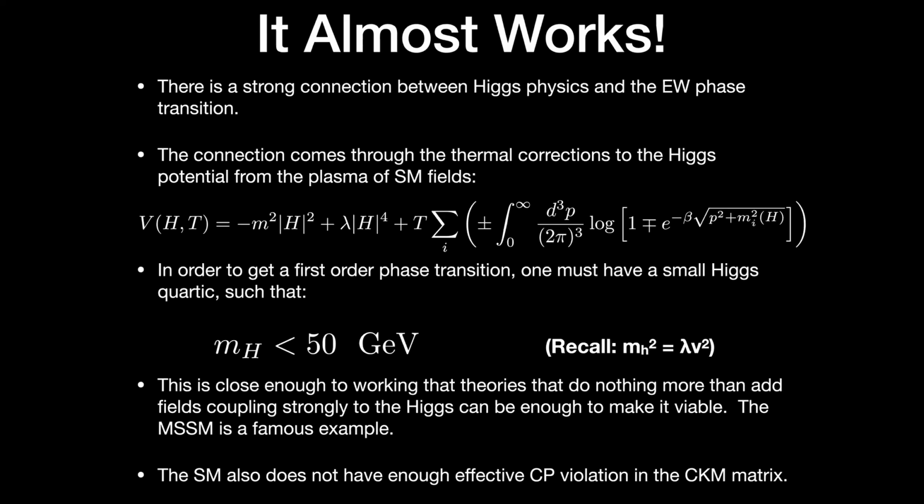The standard model also doesn't have enough effective CP violation in the CKM matrix. So even if I were to fix up the Higgs potential such that I were to get a first order phase transition, I still actually wouldn't quite generate enough baryon asymmetry because the CKM phases are too small.